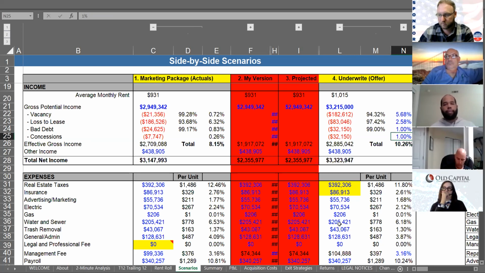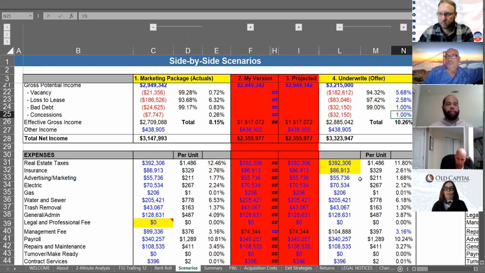I'm not telling you don't do the deal. I'm just saying look into other avenues, look into what else you can do in order to try to bring this number down. Okay, that's what I'm going to say.